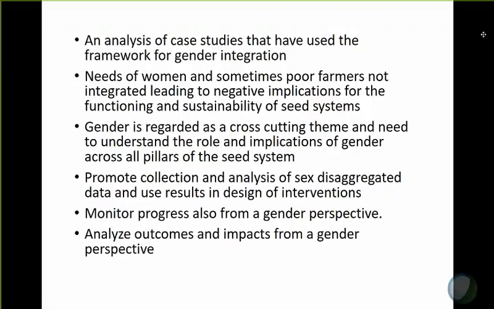So what we also found was that the needs of women in sometimes poor families were not addressed in an integrated way, leading to negative implications also for the functioning and sustainability of seed systems. So from that perspective, we decided to introduce gender as a cross-cutting theme in the framework, and also emphasize the need to understand the role and implication of gender across the core pillars of the framework, from availability, accessibility, and inclusion.